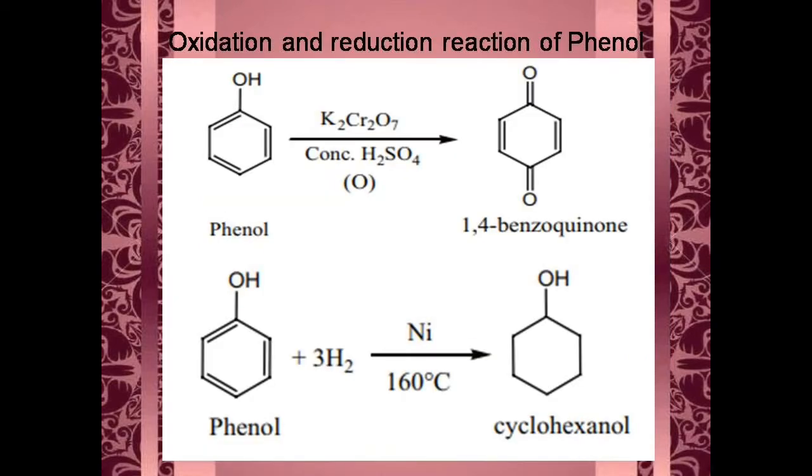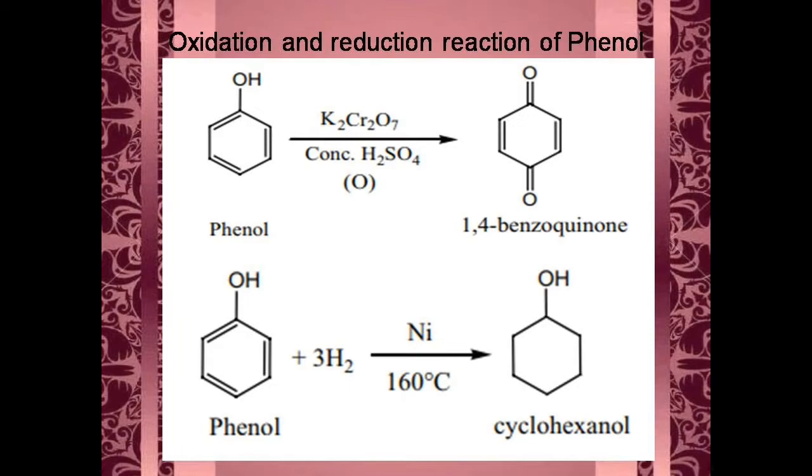The next one is oxidation. Oxidation reaction means we are going to remove hydrogen here. In the presence of potassium dichromate and concentrated sulfuric acid, phenol undergoes oxidation, so that here we remove the hydrogen. So we get 1,4-benzoquinone.